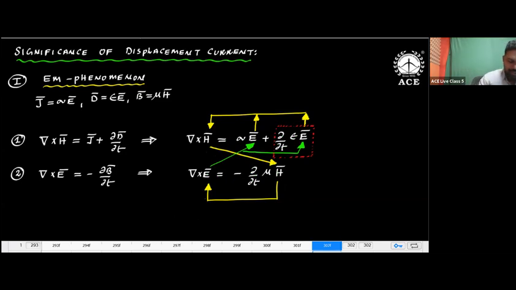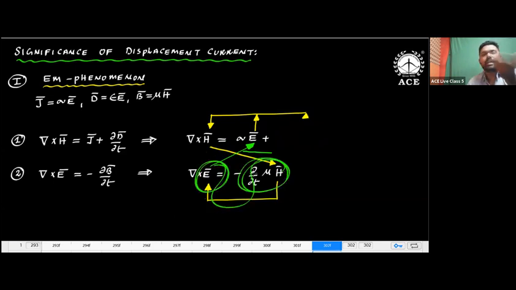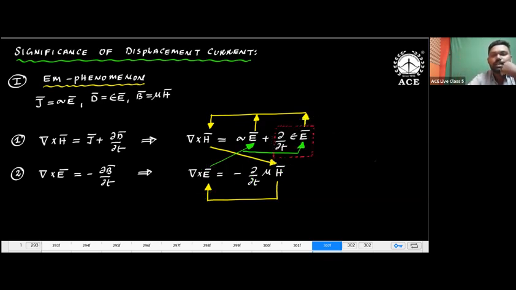Suppose this term had not been introduced by Maxwell, is there any EM phenomena? No. If this term is not there, beta, what happens? Only a time varying magnetic field will give an electric field, but there won't be any vice versa mechanism. Time varying magnetic field is giving electric field. In the same way, a time varying electric field should also give a magnetic field. That is given by what is called the displacement current.